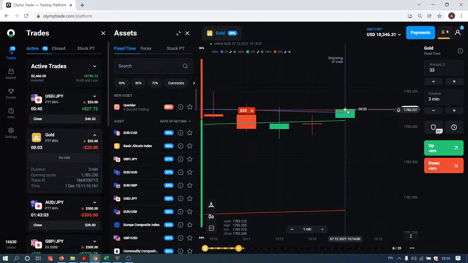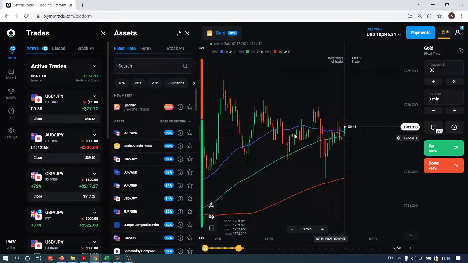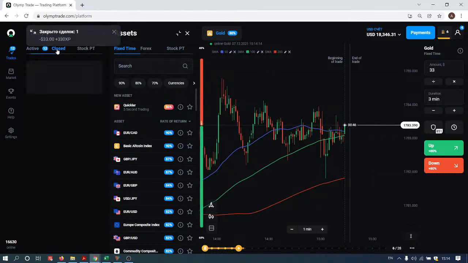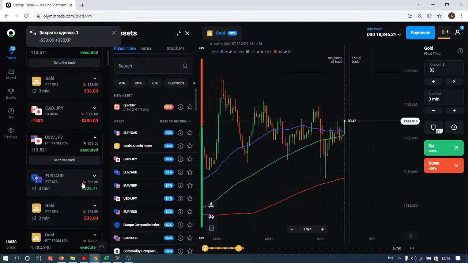wow, look at this gold. What's going on with gold? All right, I'm going to skip trading on gold. So basically I lost $99 on gold.